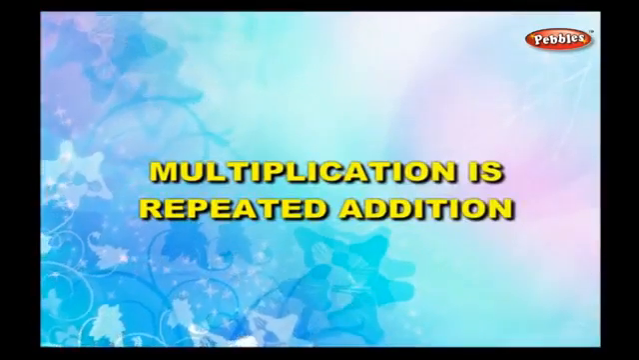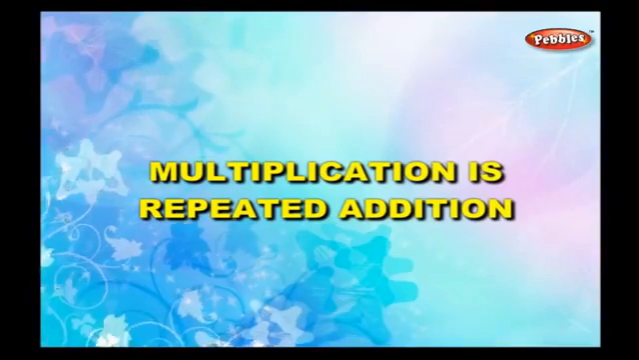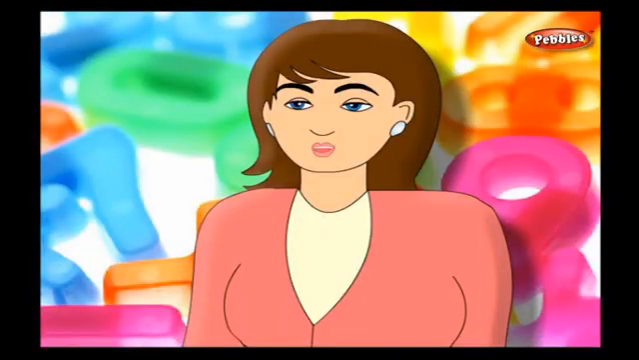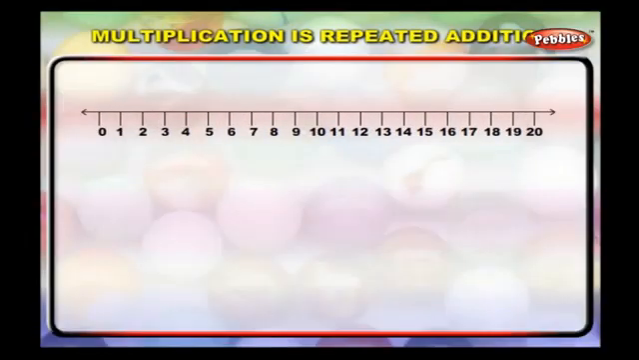Multiplication is repeated addition. We will study this with the help of a number line. We have the number line with numbers from 0 to 20 with 20 equal divisions. Let us now find the answer of the sum 3 into 6 with the help of a number line.